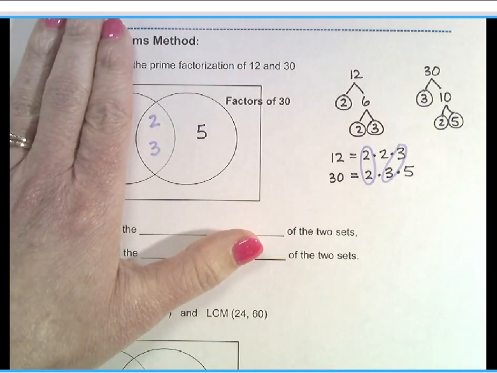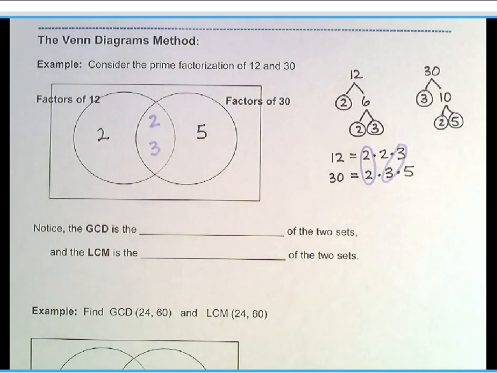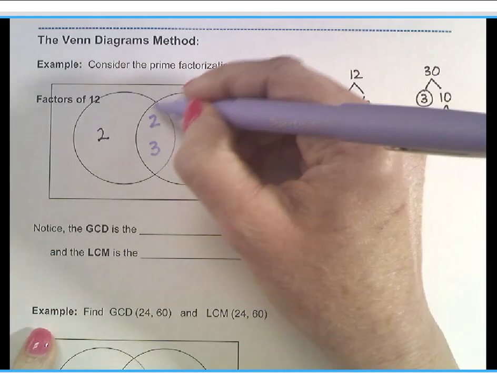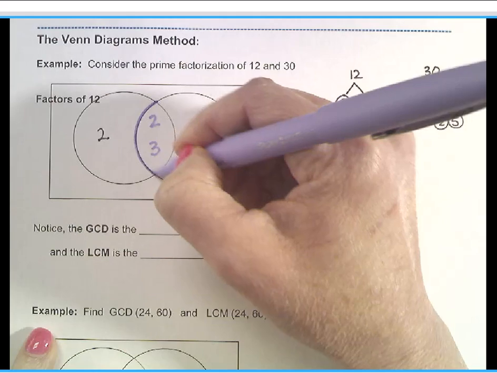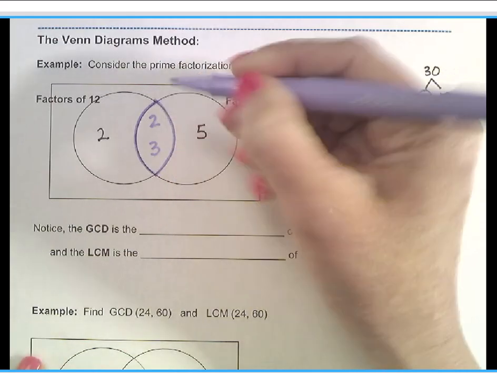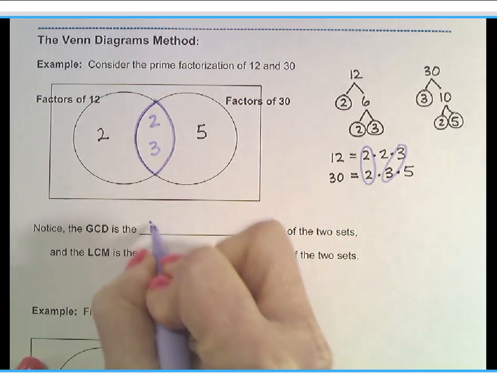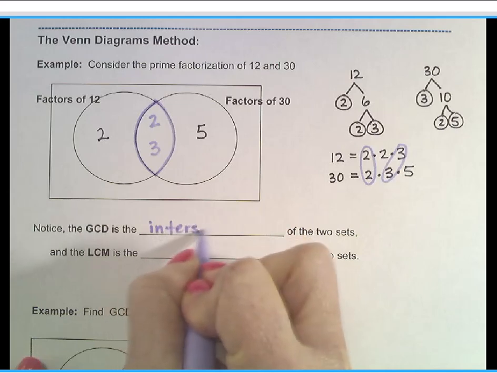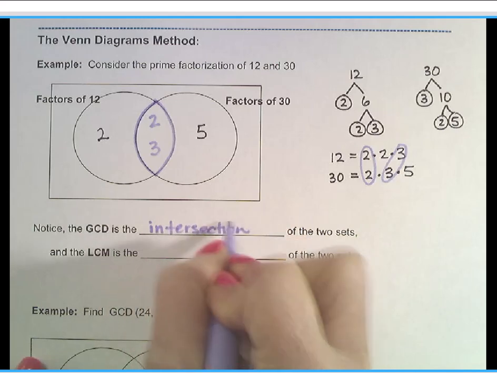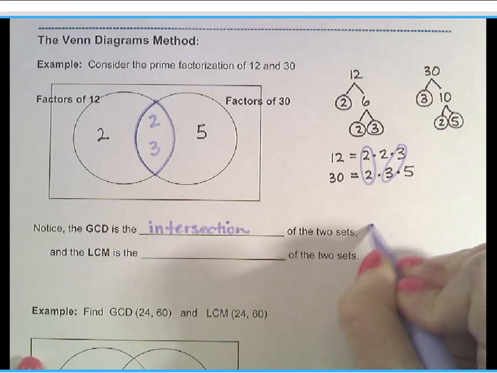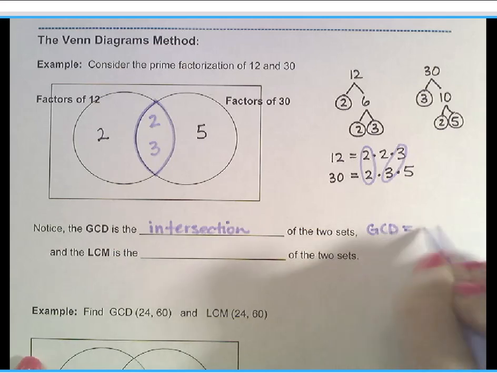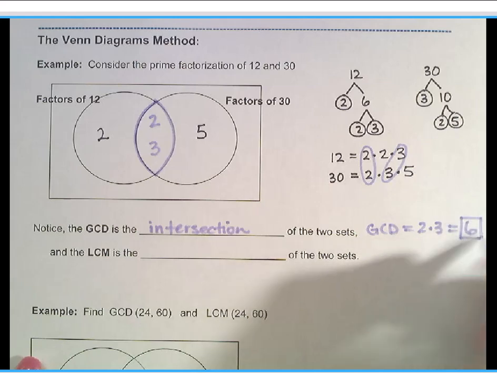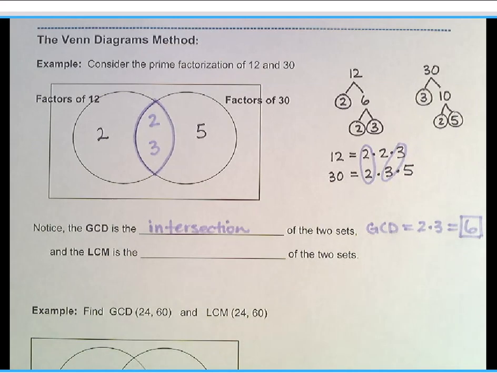So you can see, if you cover up the factors of 12, you can see the factors of 30. So the GCD is what it has always been, which is just the common factors. So the GCD is going to be this part right here. The GCD is the intersection of the two sets. So the GCD in this case is going to be 2 times 3, which is 6. So the greatest common divisor is 6.